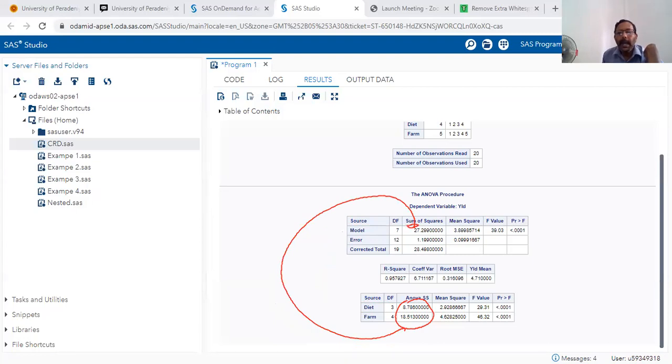Right? Not mean square, only the sums of square. Okay? So sums of square and degrees of freedom, when you add for the diet and the farm, it is same as the model one. Right. So here, it's including the significance of both. Model significance depends on the weightage of the significance of both diet and the farm.